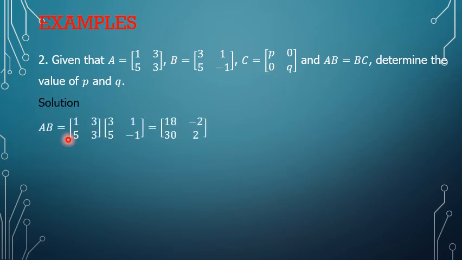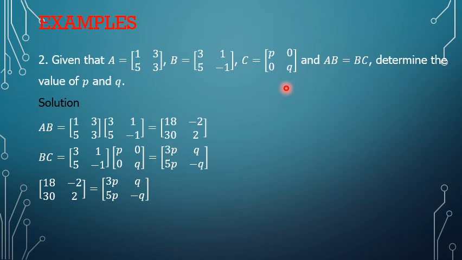Solution: AB will be matrix A times B, that is [1, 3; 5, 3] times [3, 1; 5, -1]. You get [18, -2; 30, 2] by following the same procedure, the dot product way. Now BC also, you take matrix B times C, and we get [3P, Q; 5P, -Q]. Then we have said that AB equals BC, so we just equate the two matrices together. It will be [18, -2; 30, 2] equals [3P, Q; 5P, -Q].